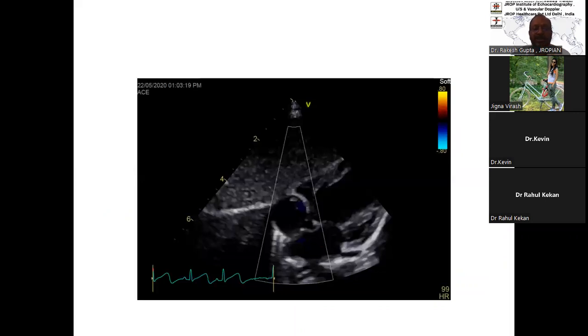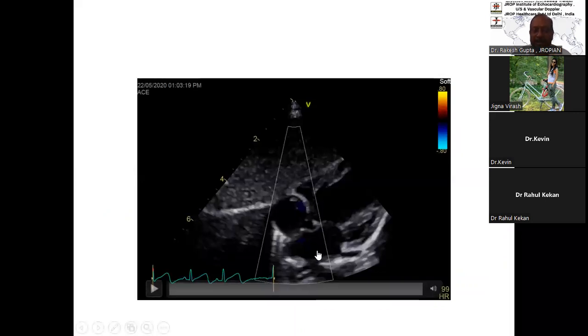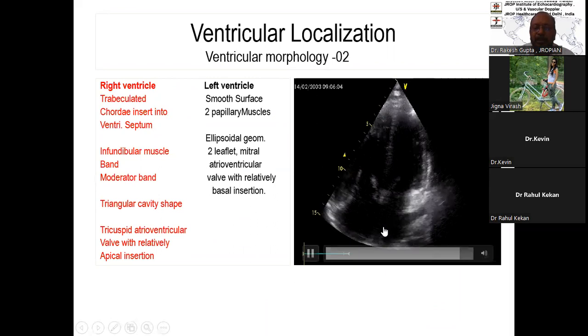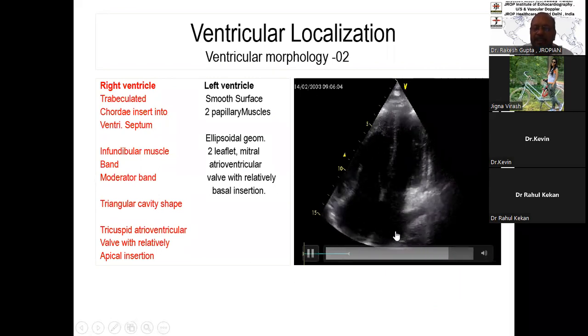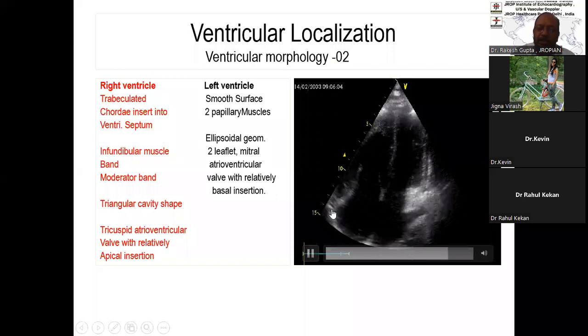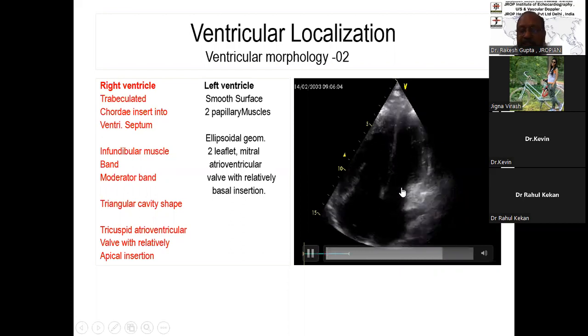Now, once you've identified the morphological RA and morphological LA, the question comes: which is the morphological LV, which is the morphological RV? This is the morphological RA, this is the morphological LA, and we have identified them based on the left atrial appendage and the pulmonary venous drainage. If I do a slight counterclockwise rotation on this four chamber view also, I'll be able to see the IVC opening. Now we have to identify valves and chambers. First of all, we identify the valves.